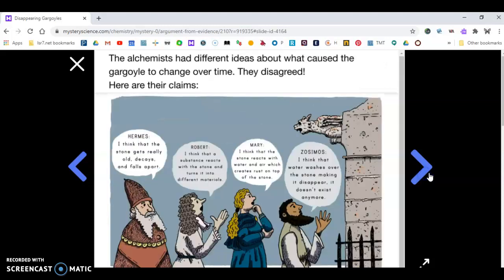The alchemists had different ideas about what caused the gargoyle to change over time. They disagreed, which is okay. It's okay to disagree. It's not okay to be mean to one another, but it is okay to disagree.